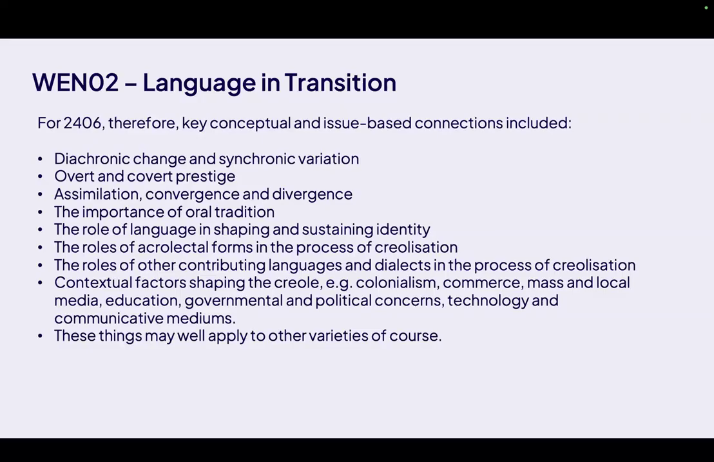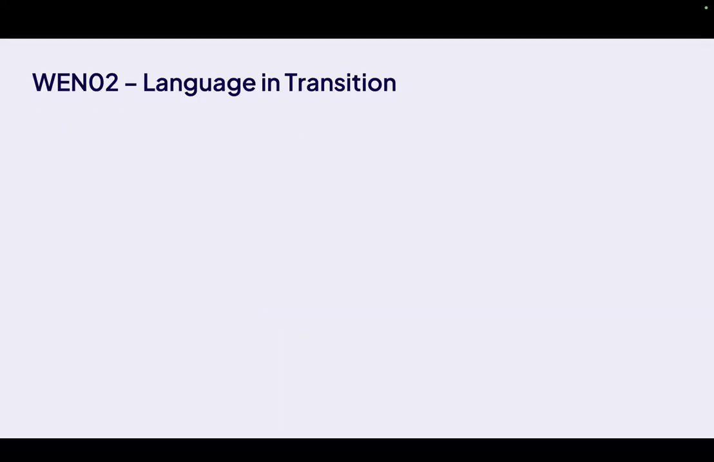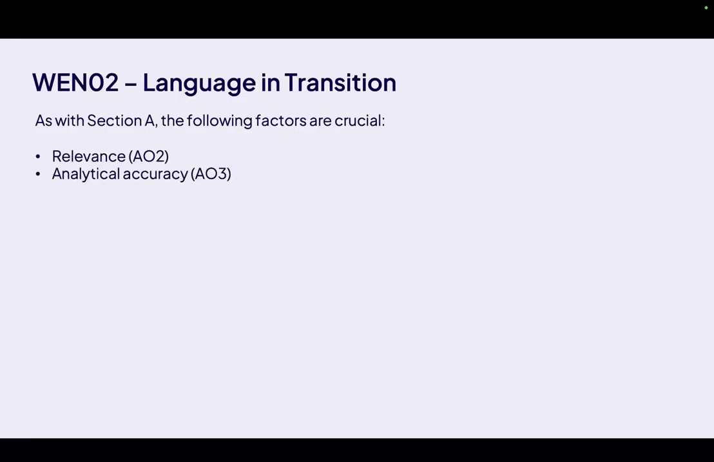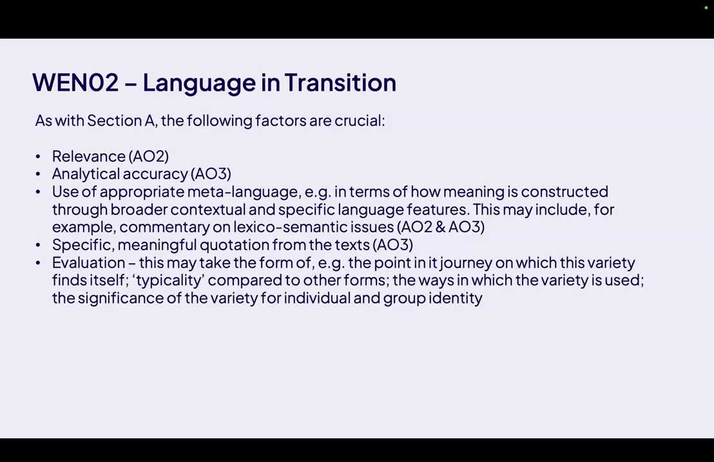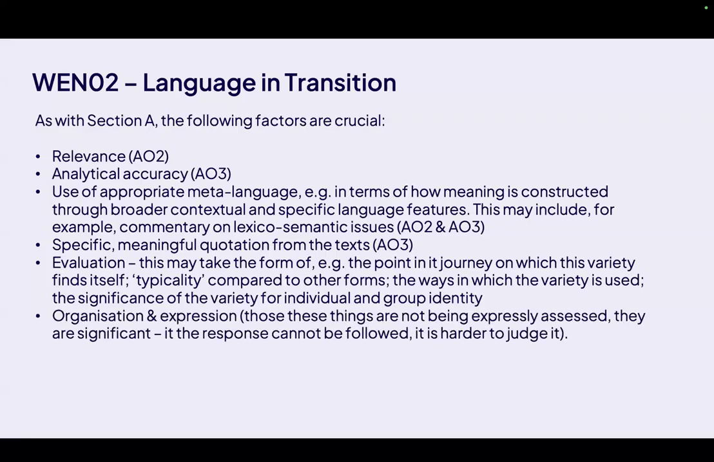These may well apply to other varieties, of course, not just to the Antiguan and Barbudan. So, although all factors are important here, just like with section A, evaluation really needs to be taken at the point in the journey on which this variety finds itself: typicality compared to other forms, the ways in which the variety is used, and the significance of the variety for individual and group identity. So those following factors are crucial. The last one is an important one.